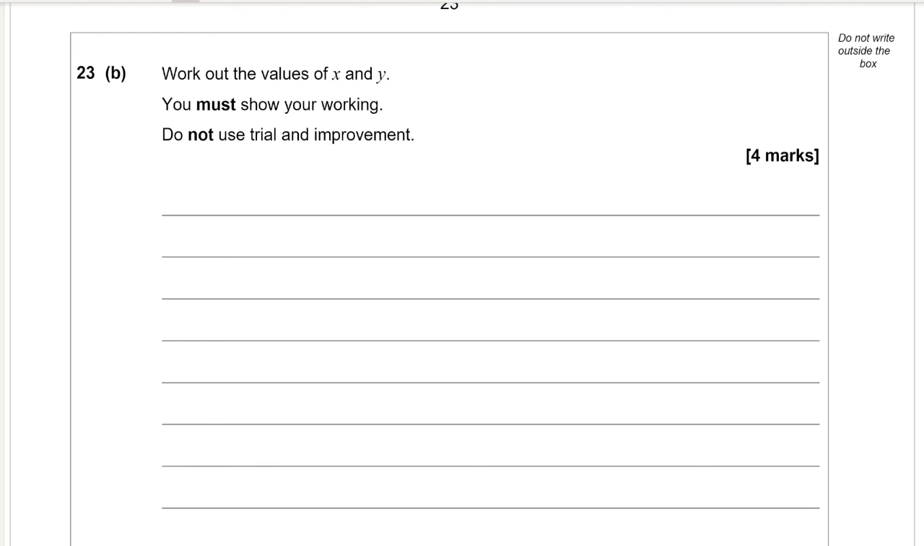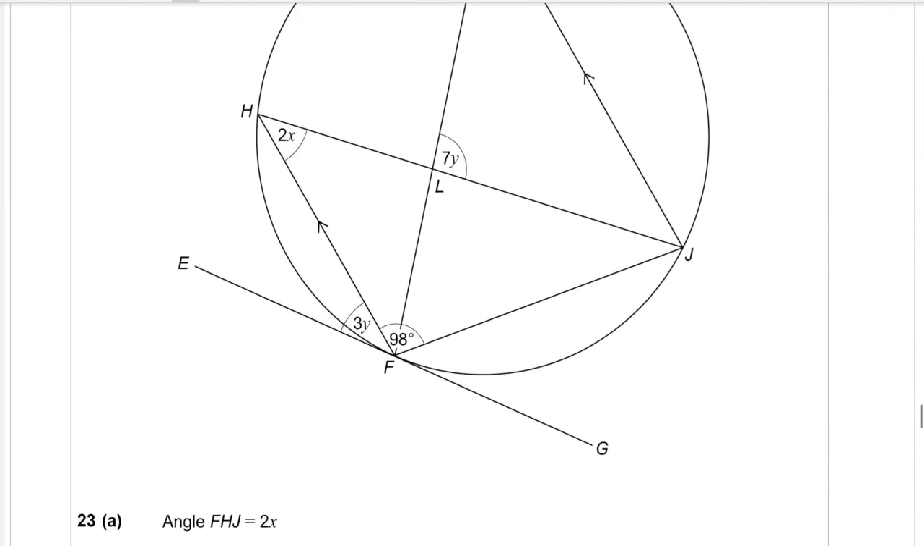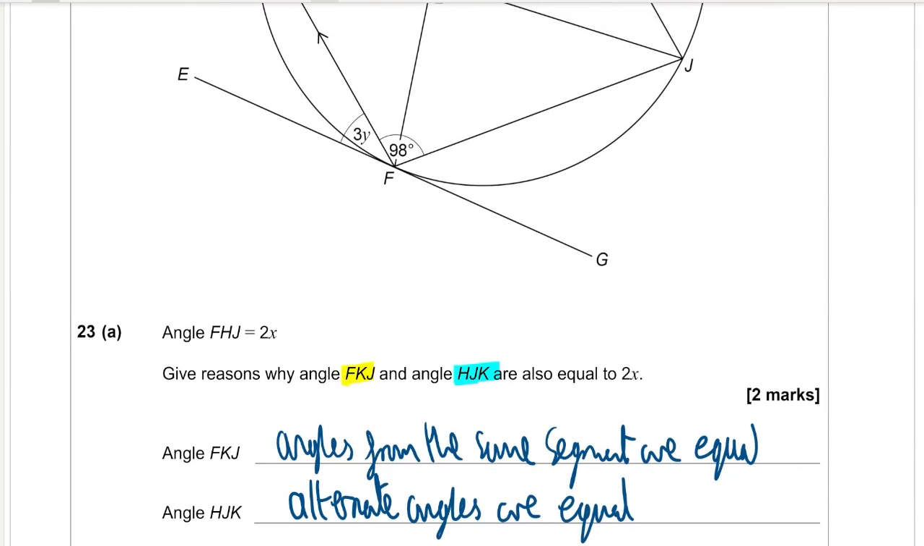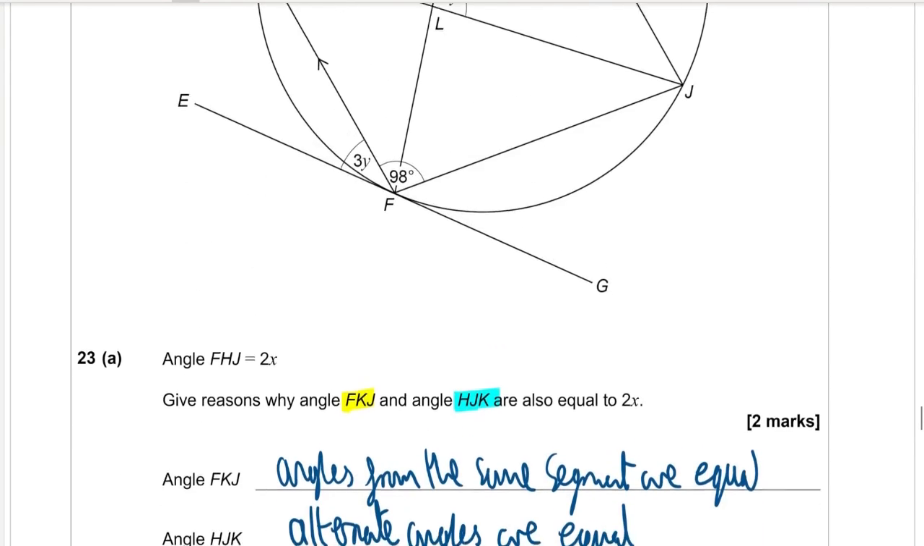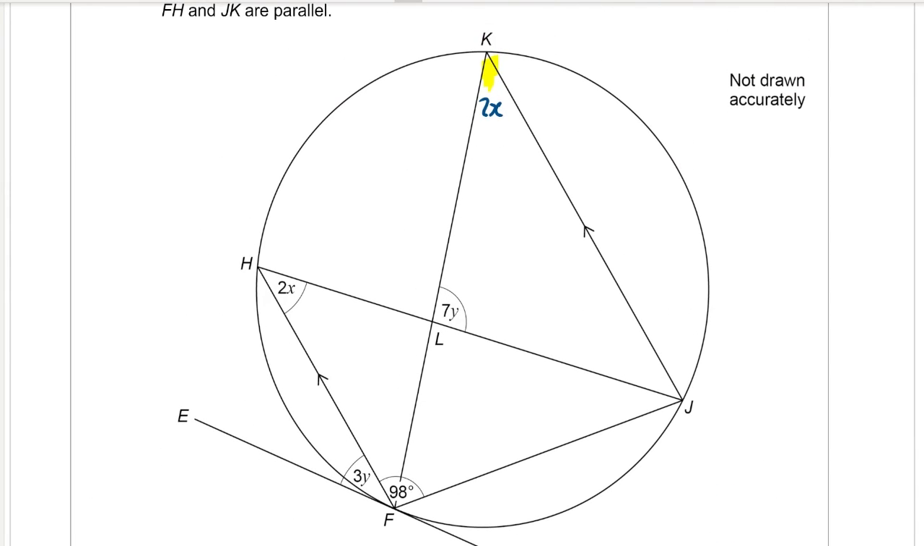Okay, it says work out the values of x and y. You must show your working. Okay, so from the previous question, we worked out that FKJ, which was this one up here, is 2x. And we also worked out that HJK, which is this one in here, is also 2x.